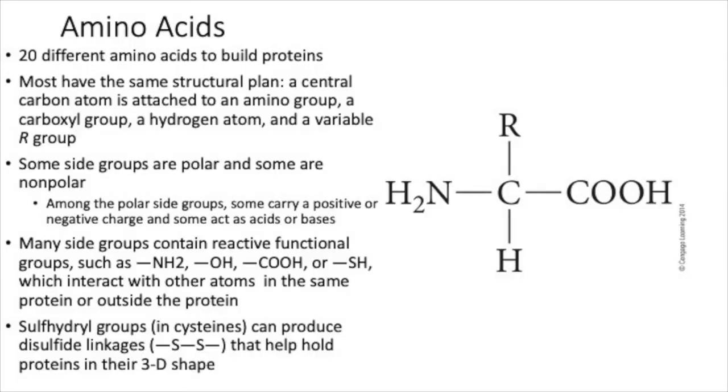Proteins are macromolecules. Okay? These are made up of amino acids, right? They contain both amino and carboxyl groups put together. So you have 20 different types of amino acids to build these proteins. They all have the same type of structural plan. You have a central carbon atom attached to an amino group and a carboxyl group, a hydrogen atom, and a variable R group.